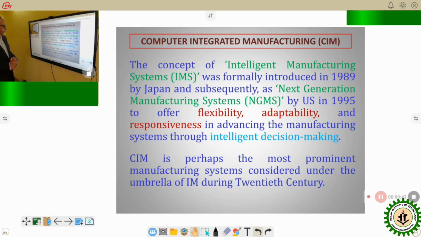historical background. The concept of intelligent manufacturing system was formally introduced in 1989 by Japan and subsequently as next generation manufacturing system by the US in 1995 to offer flexibility, adaptability and responsiveness in advancing the manufacturing through intelligent decision making.